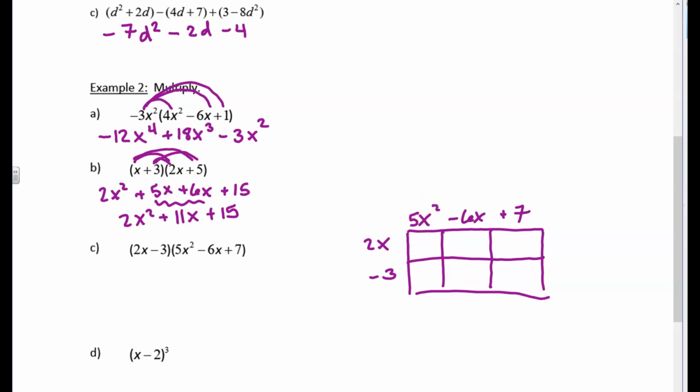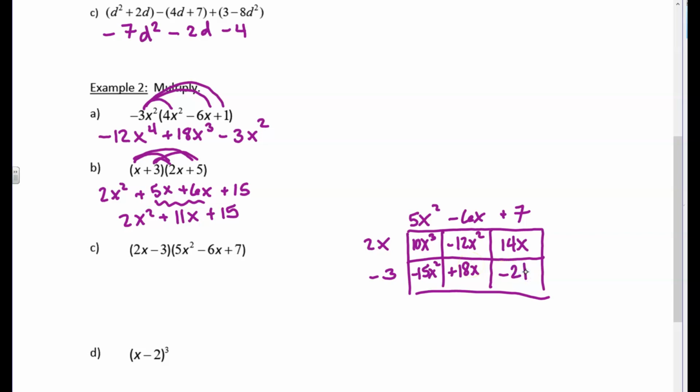2x times 5x squared is 10x cubed. 2x times minus 6x is minus 12x squared. 2x times 7 is 14x. -3 times 5x squared is -15x squared. -3 times -6x is plus 18x. And -3 times 7 is minus 21.